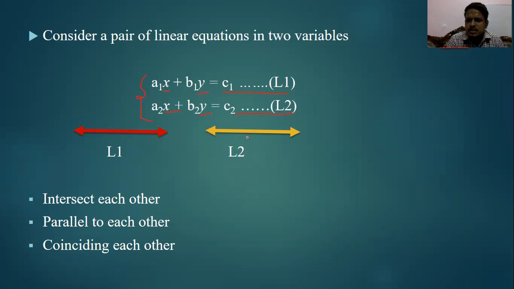Now we will see how many solutions will exist for each case. Means for the intersecting case how many solutions exist, for the parallel case how many solutions will exist, and for the coinciding case how many solutions will exist. So for that we will take the first case, when lines are intersecting each other.